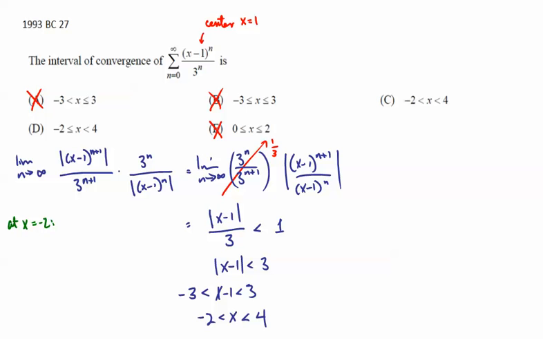And what happens at negative 2? At negative 2, we're going to get negative 3 to the n over 3 to the n. And since this is the same as negative 1 to the n, 3 to the n over 3 to the n, which will cancel, that means I'm just going to have alternating 1s. And so that definitely diverges. The limit as n goes to infinity does not go to 0, and so my final answer then is not D, has to be C.